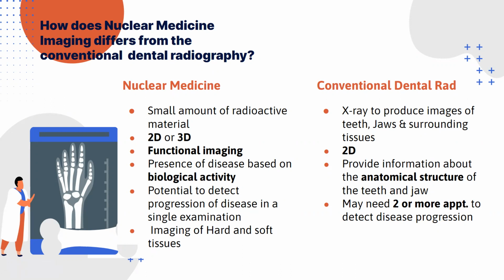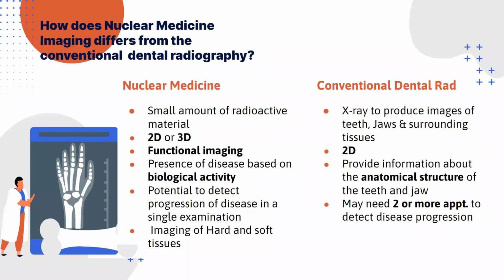It is typically used to provide two-dimensional images with information about anatomical structures of the teeth and jaw, such as cavities, periodontal diseases, and jawbone abnormalities. Conventional dental radiography is primarily used for structural imaging in order to detect disease progression of alveolar bone loss by radiographs. Two or more radiographic examinations must be taken, separated in time, to observe disease progression.